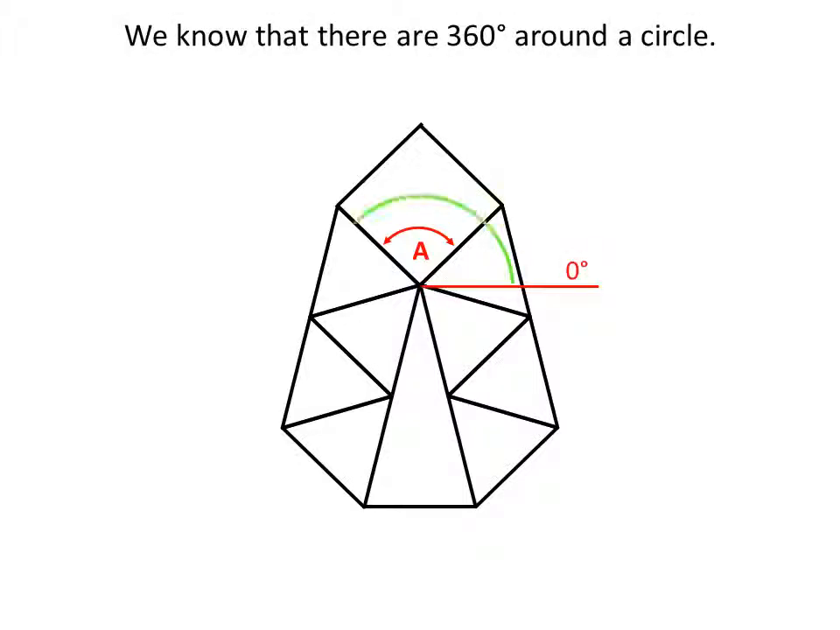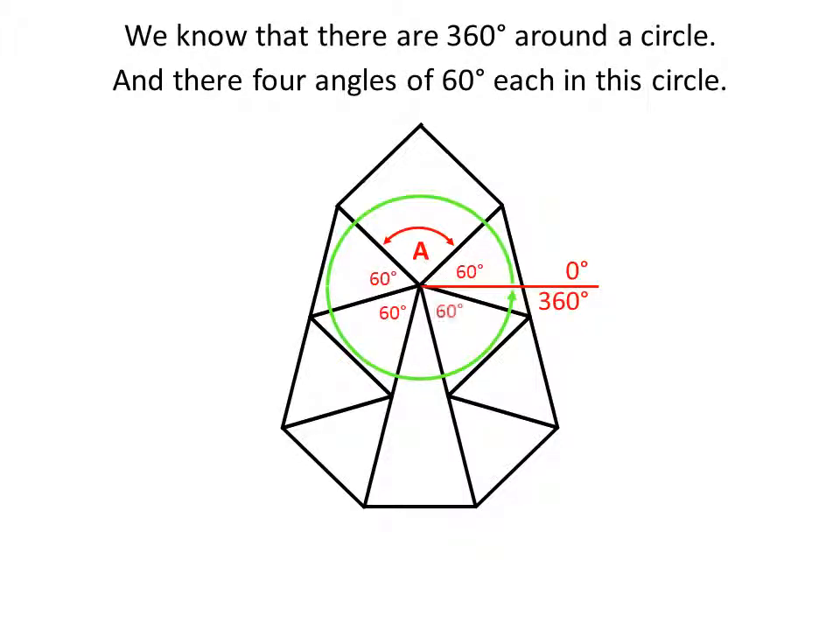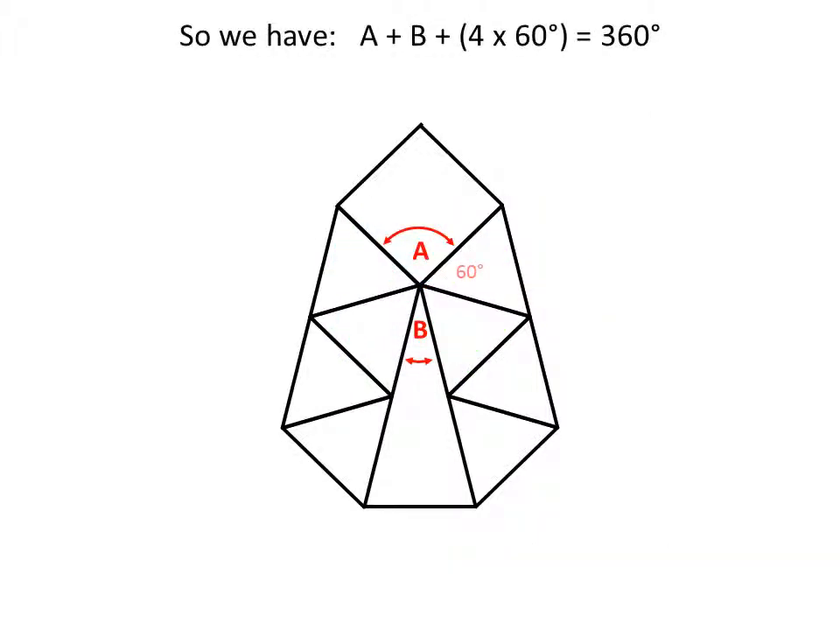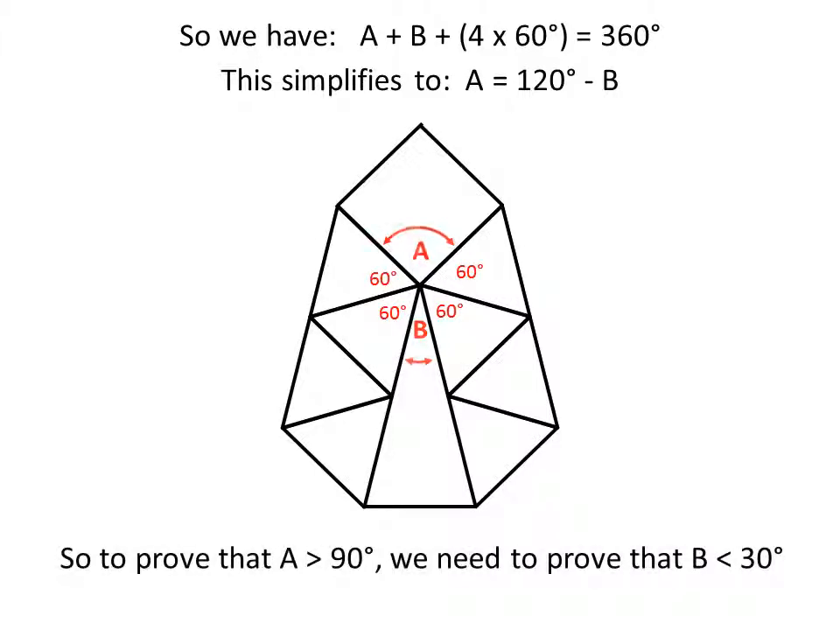We know that there are 360 degrees around a circle. And there are 4 angles of 60 degrees each in this circle, plus the 2 unknown angles A and B. So we have A plus B plus 4 times 60 equals 360 degrees. This simplifies to A is equal to 120 degrees minus B. So to prove that A is greater than 90 degrees, we need only to prove that B is less than 30 degrees.